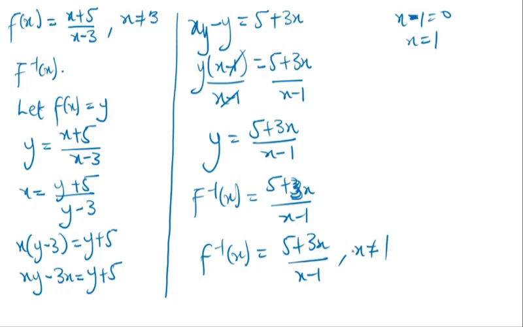So we put the condition that f inverse of x is defined on this function if and only if the denominator, the x over here, is not equal to 1. So any number apart from 1 will make the function defined. But when it is 1, it will make it undefined. So let's have a look at one final example.